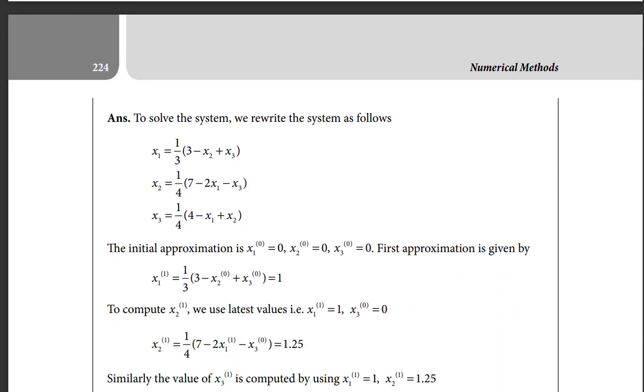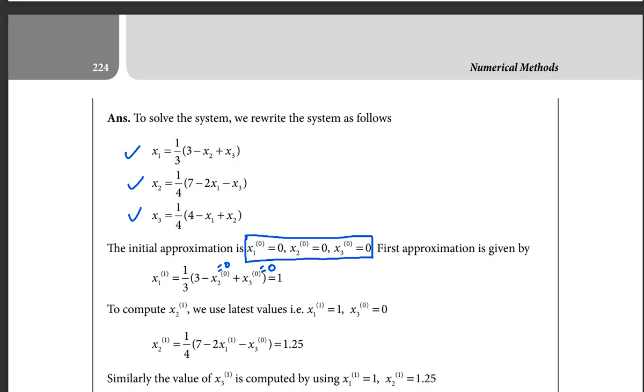So what we do is that for the first equation, you will make x1 the subject, and then for the second equation, you will make x2 the subject, and for the third equation, you will make x3 the subject. We've been given the initial approximations as a zero vector, which is this value that we have here. So we start with the first variable x1. We substitute the initial approximation for x2, which is 0 here, and we put 0 here also. When you do this, we get x1 to be 1.